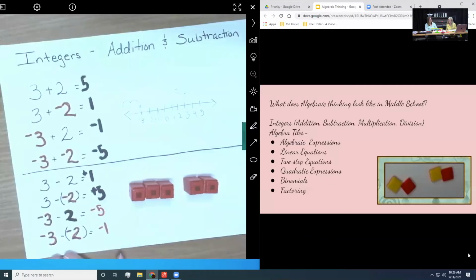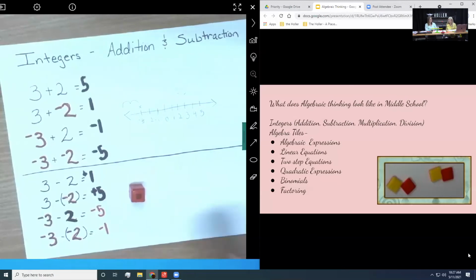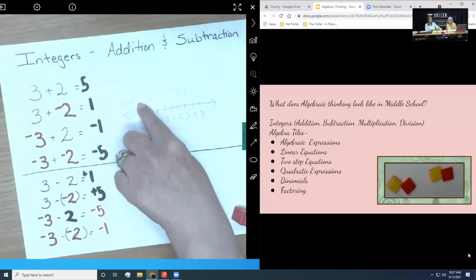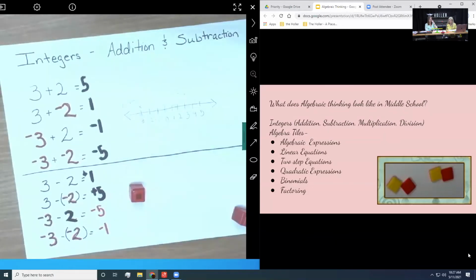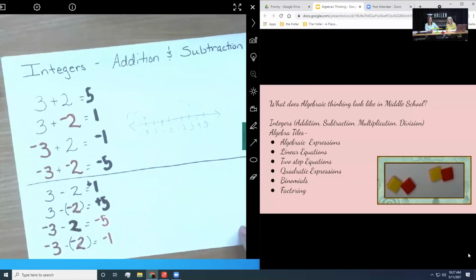Now, for this one here, I've got positive 3, negative 3. Can I take away -2? Yeah. I've got those -2s. I can take them away. I can go back -2. I'm at where? I'm at 1. So, these are things that you can talk your kids through, walk them through it so they understand it.